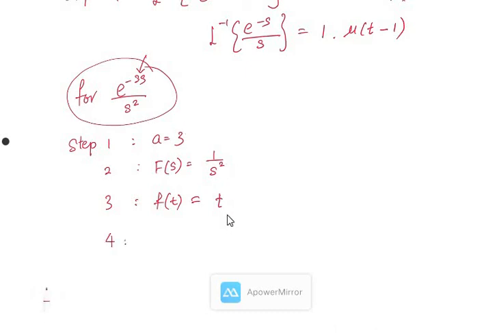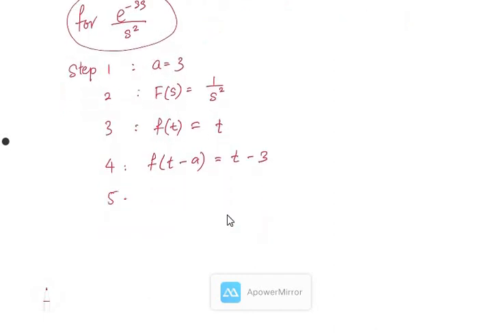And then step number 4, we change the t to t minus a. So f(t minus a) equals t minus a, so it's t minus 3. So step number 5, the inverse Laplace transform of the exponent negative 3s divided by s squared is equal to t minus 3, multiplied with u(t minus 3).